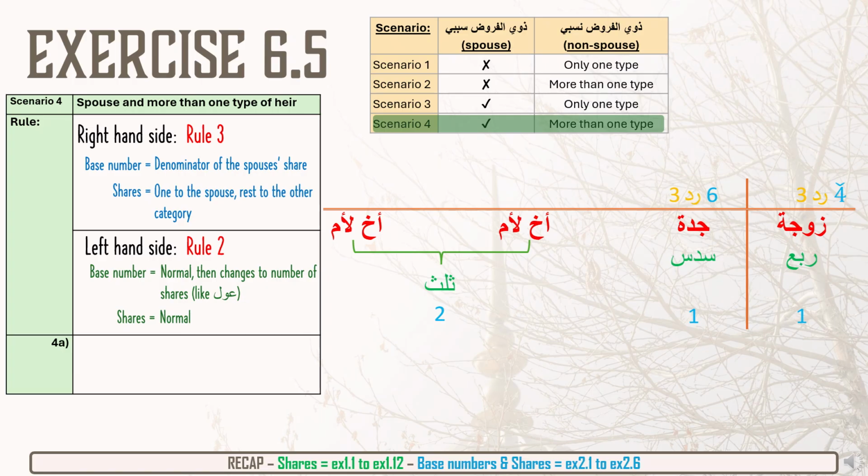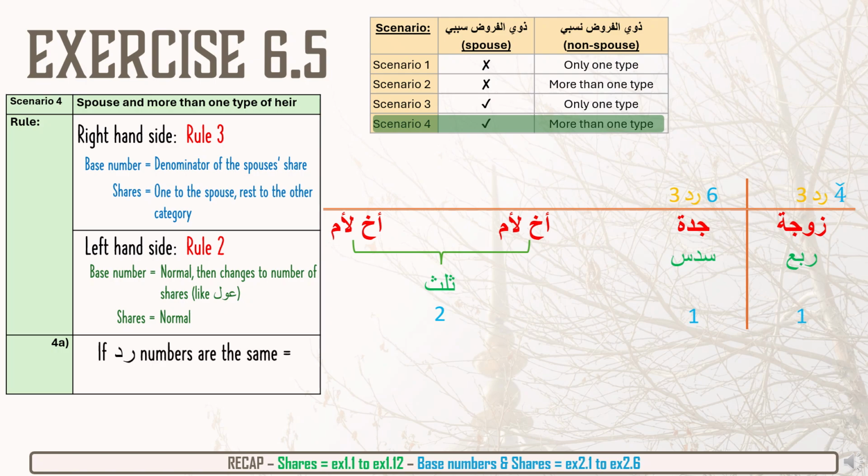So just to go through the left hand side again, the base number will be initially 6. You give out the shares 1 and 2, then you write radd 3, since that is how much we've done on this left hand side. Now we need to decide what to do next. And how do you do that? Well, you check. This is example 4a. Okay, and what's the check that we do?